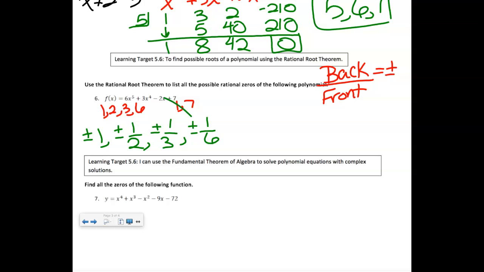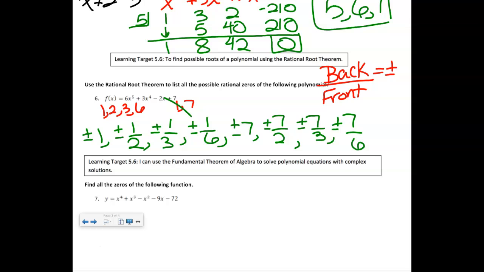And now we're going to do the same thing with 7. So I'm going to take 7 divided by 1, 7 divided by 2, 7 divided by 3, and 7 divided by 6. So those are all the possible answers this one problem could have. It's probably our easiest problem on this test, but people forget it all the time. Okay, questions on this problem?